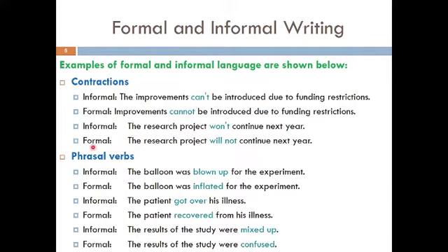Now let's look at phrasal verbs. When we write informally, we tend to be relaxed with words. We play around with words in an informal way, such as: the balloon was blown up for experiments. But when we want to write the same sentence formally, we'll say: the balloon was inflated for the experiment. You can see the difference between the two words.